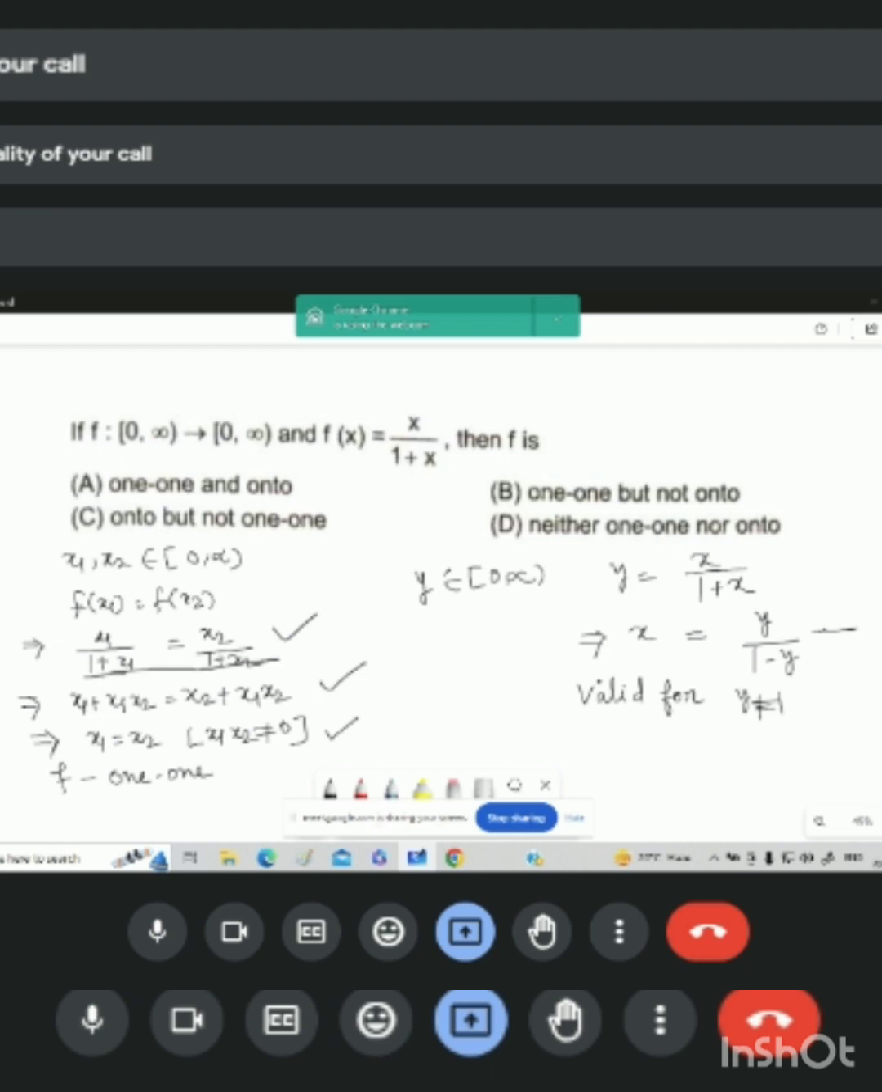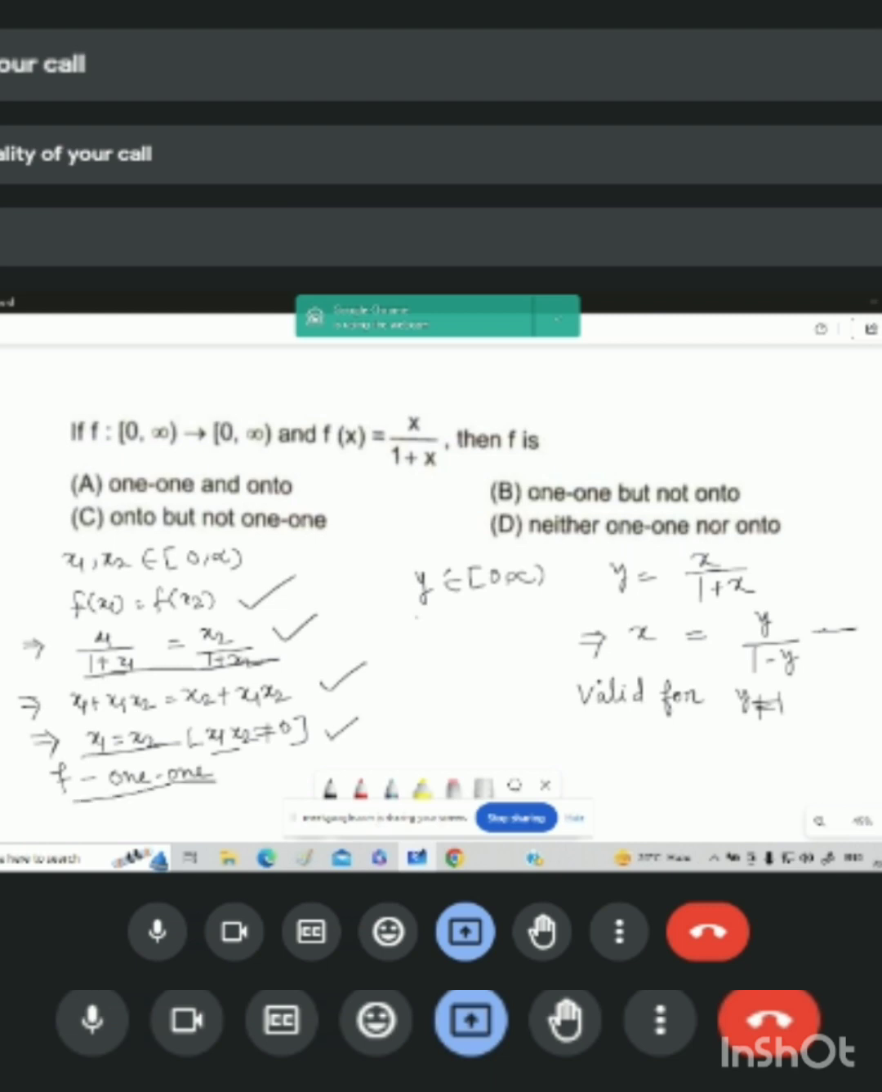If x1 x2 equals 0, then either x1 equals 0 or x2 equals 0, and x1 equals 0 implies f(x1) equals 0, and x2 equals 0 implies f(x2) equals 0. So x1 and x2 are non-zero distinct elements, and f(x1) equals f(x2) ultimately implies x1 equals x2. So f is one-to-one.